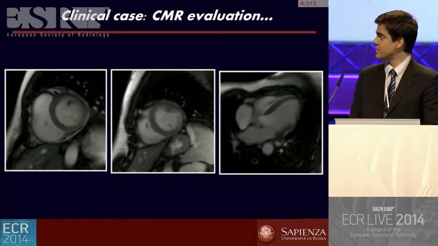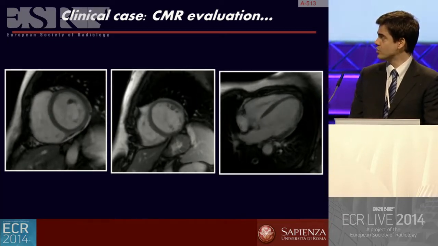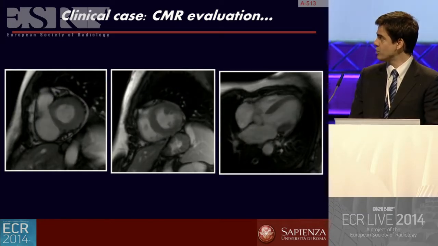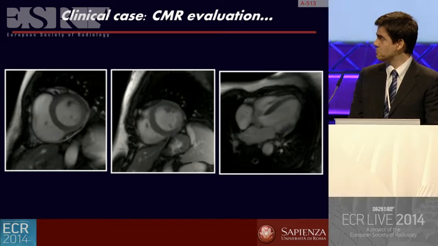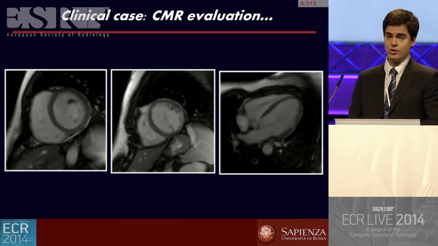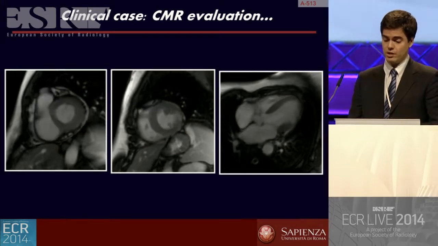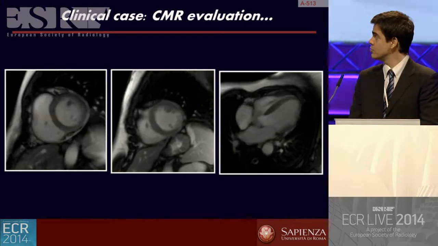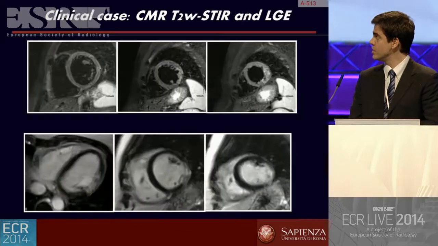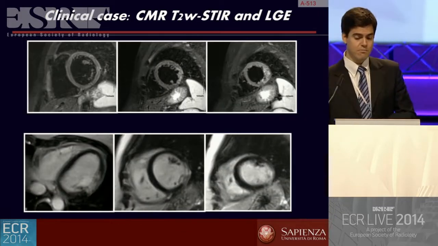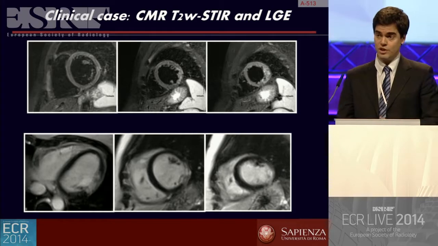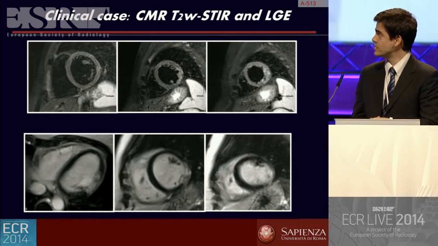So look at these cine images showing on short axis basal and mid segments, and on four-chamber view that the global motion of the left ventricle is almost preserved. There is probably something at the level of the lateral wall of the left ventricle here, which is hypokinetic. We did, of course, combined T2 STIR and late enhancement acquisition, which shows something. Look at T2 on the first row, and look at late enhancement on the second row.